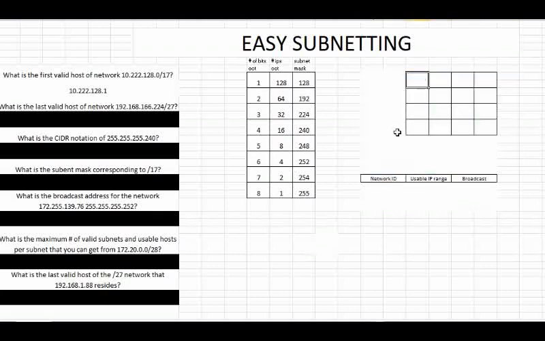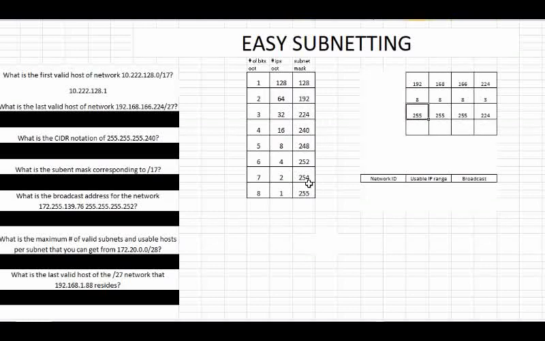So we've got 192.168.166.224. This is /27, so to get 27, we're going to say 8 bits, another 8 bits, and another 8 bits gives us 24, and we would need 3 more bits to make 27, correct? So if we wanted to write out the subnet mask, 8 correlates to 255, 255, 255, and 3 is going to correlate with 224. So there's your subnet mask: 255.255.255.224.